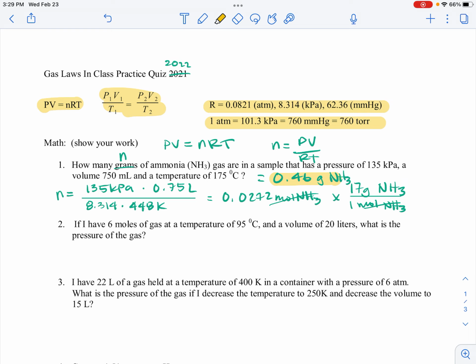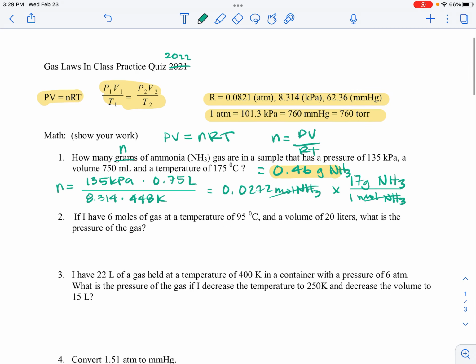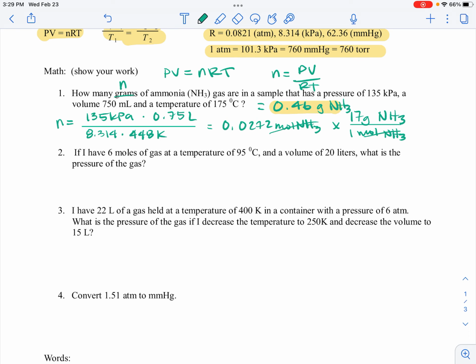Next one is another ideal gas law problem. I know that because it says the word moles right there. So moles or grams means the ideal gas law. So I have 6 moles of gas at a temperature of 95 degrees Celsius and a volume of 20 liters. What is the pressure of the gas? You get to pick in this problem whether you want it in kPa, millimeters of mercury, or atmospheres. So in this problem, we'll solve for pressure. Oh, yeah, I said I was not going to rearrange, even though it's way easier. And I'm mad at you for making me not do it. So PV equals nRT. Let's plug the numbers in directly.